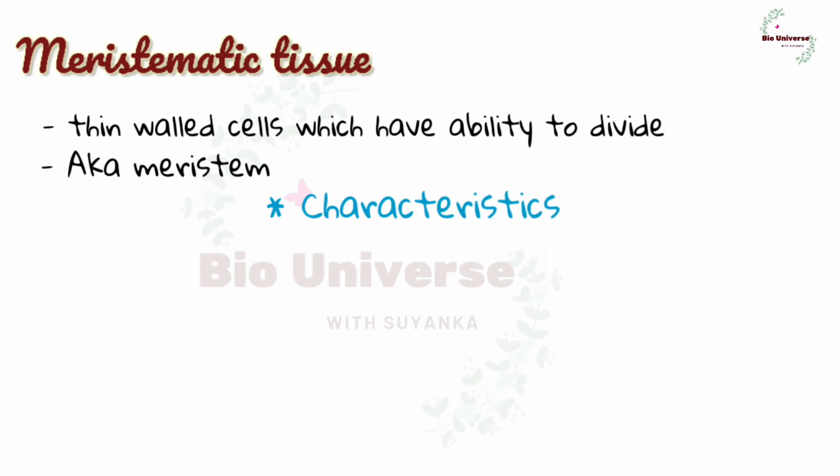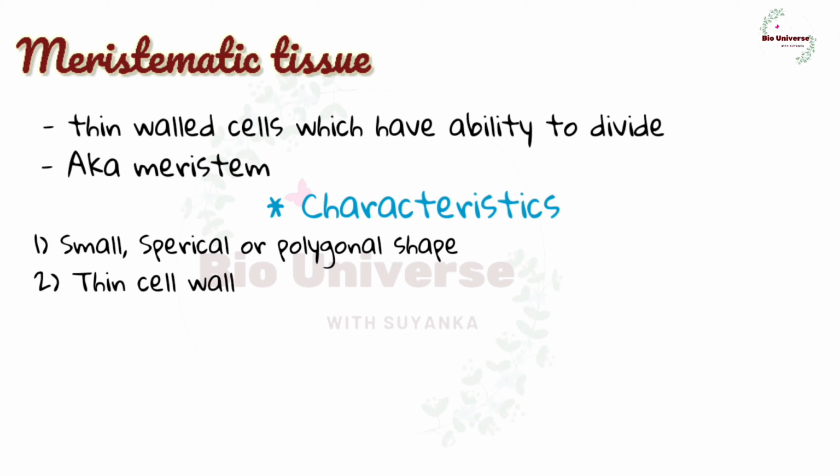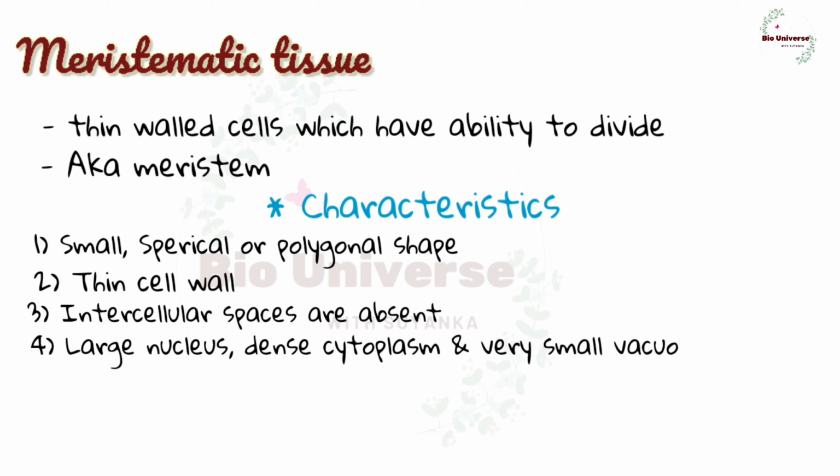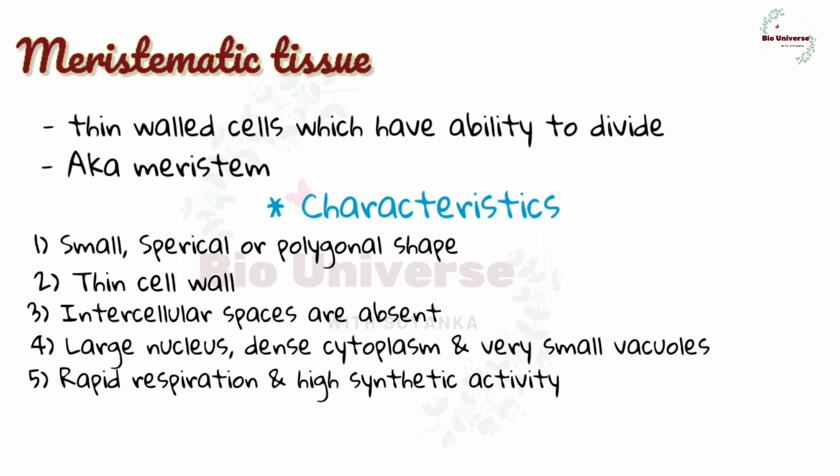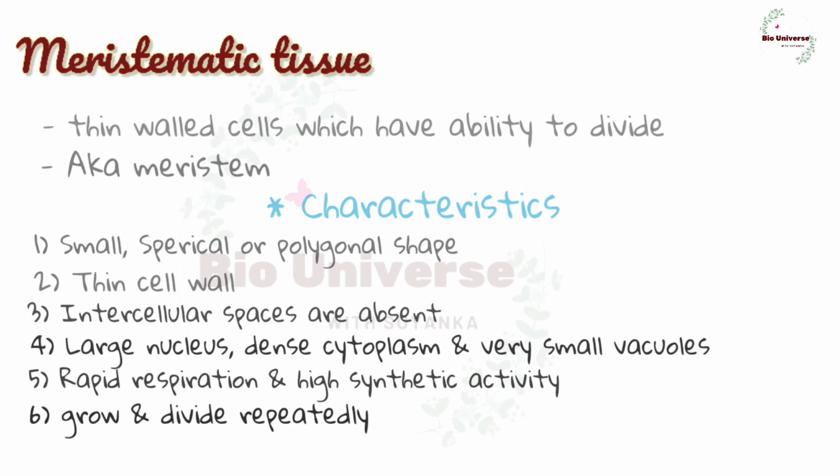Characteristics of meristematic cells. The cells are small, spherical and polygonal in outline. Cell wall is thin and elastic. Intercellular spaces are absent. The cells are compactly arranged. Nucleus is large. Cytoplasm is dense. Vacuoles are absent or very small. Respiration is rapid. There is high synthetic activity. Food supply is high but food is not stored. Meristematic cells grow and divide repeatedly.